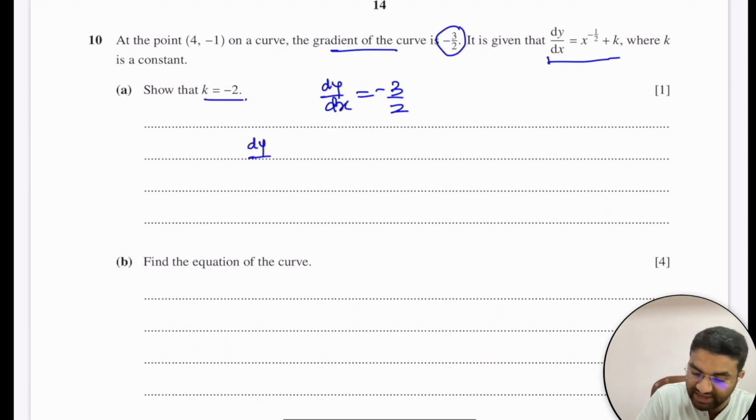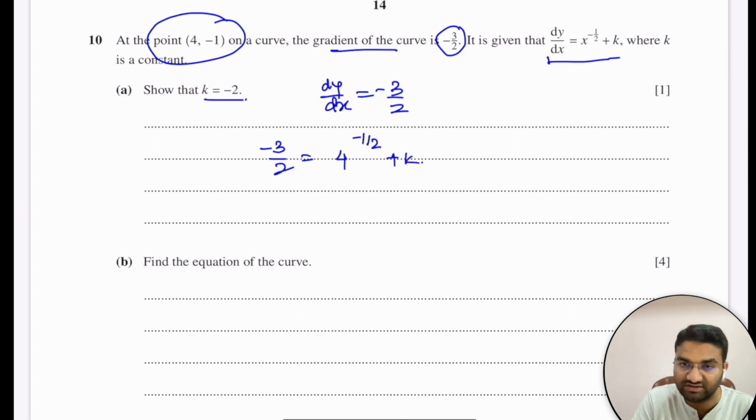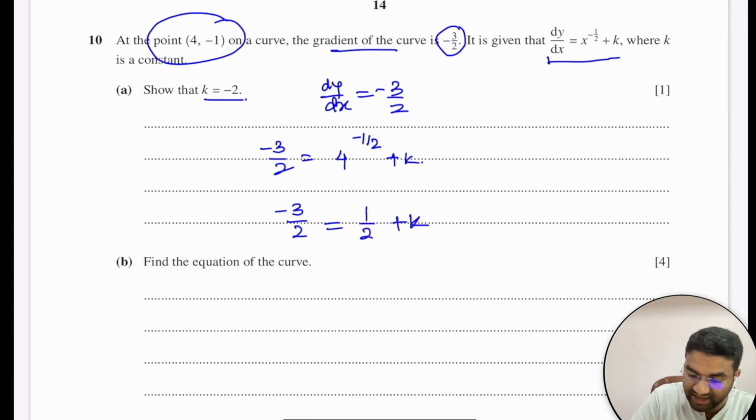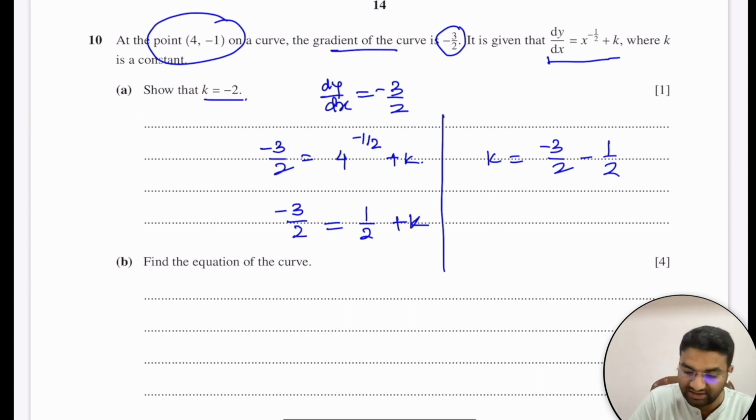Here dy/dx, we know that it's -3/2, which is equal to x. Take this point (4, -1), so 4^(-1/2) + k. So 4^(-1/2) is just 1/2. You can put it in the calculator. So -3/2 is equal to 1/2 + k, and if you solve this, k is equal to -3/2 - 1/2, so basically k is equal to -2. Fine, that's it.